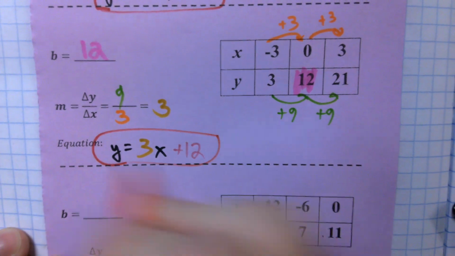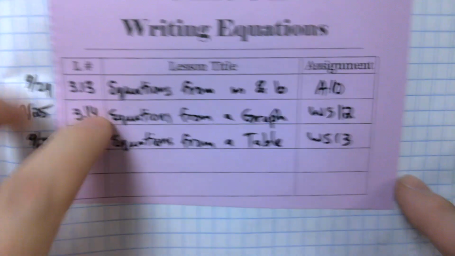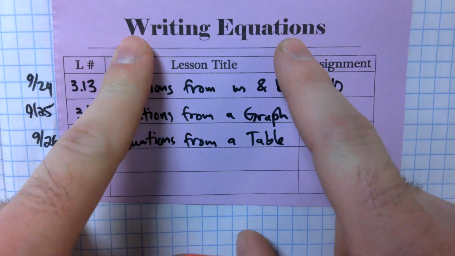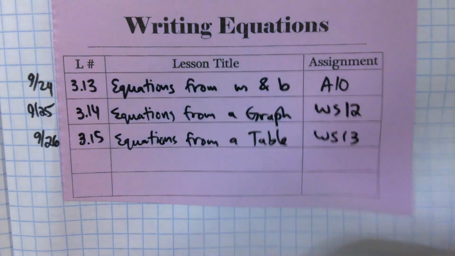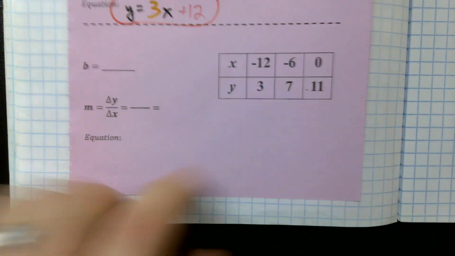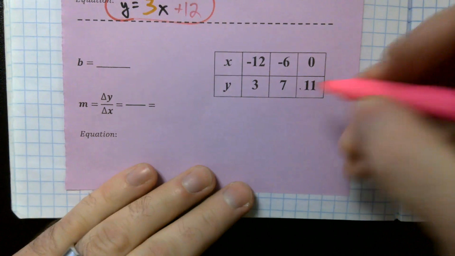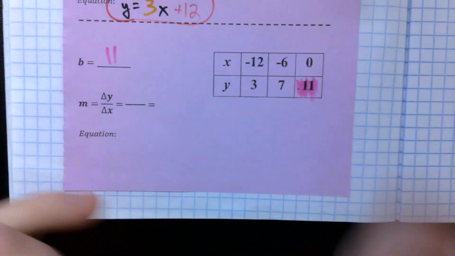There we go. So some of us got the B and the M, but then they didn't write the equation. The name of this unit is writing equations. So that's what you're doing, is writing equations. All right? Third one. B value. Do you see an x value of 0 anywhere? Yep. What's directly underneath that 0? 11. That's my B.